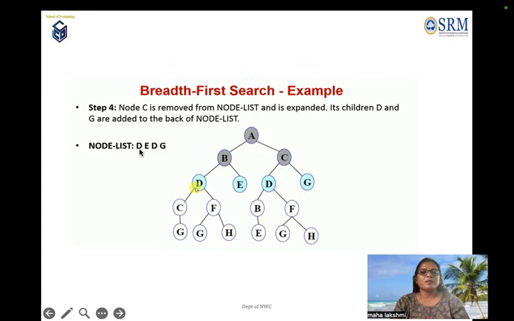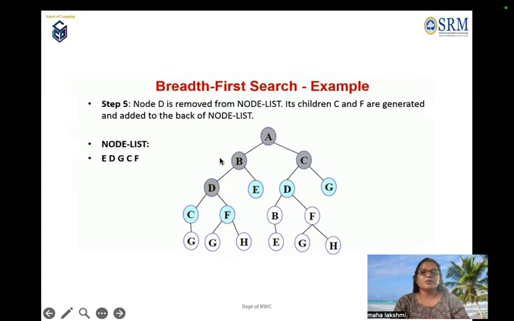Now we have to expand what is at the front, which is D. So D is removed from the node list. Its children are C and F, and they will be added at the back of the queue, that is the node list. C and F are added at the back.